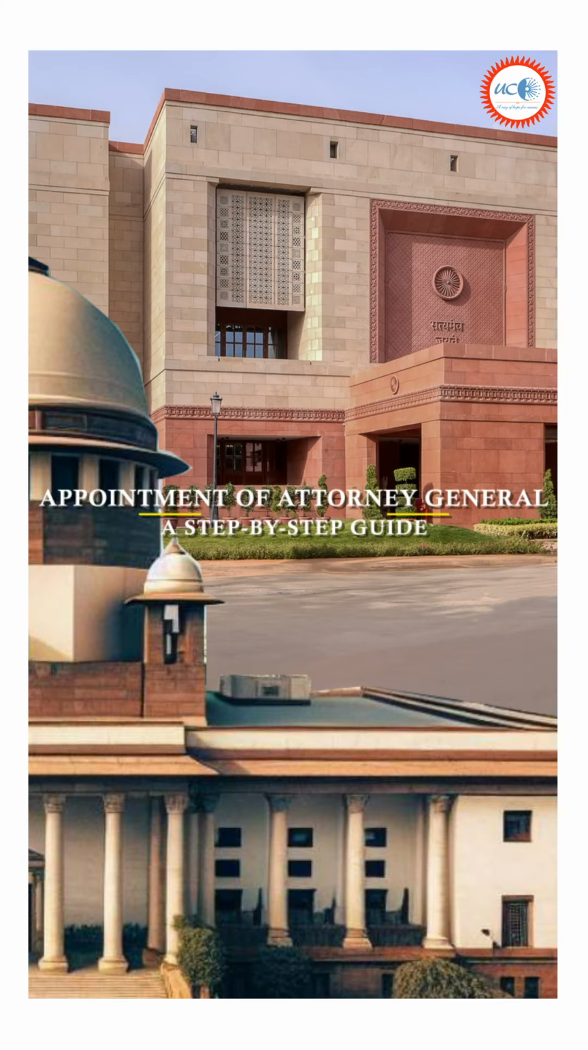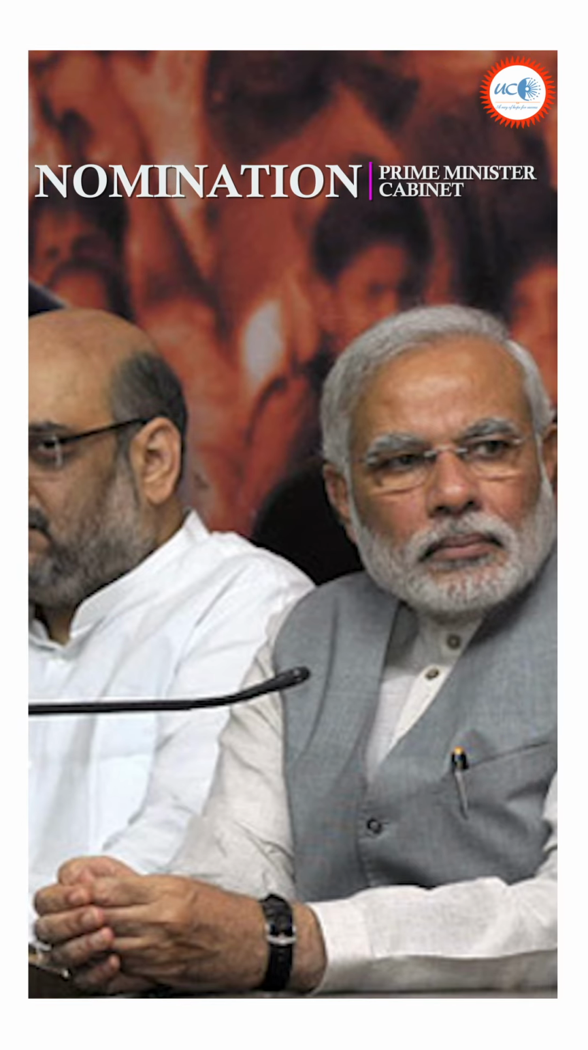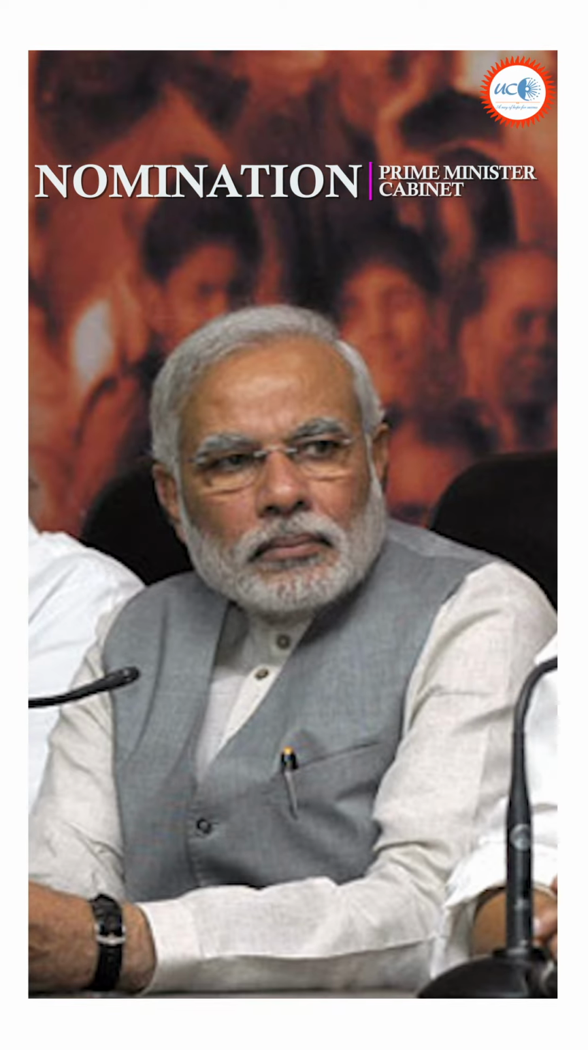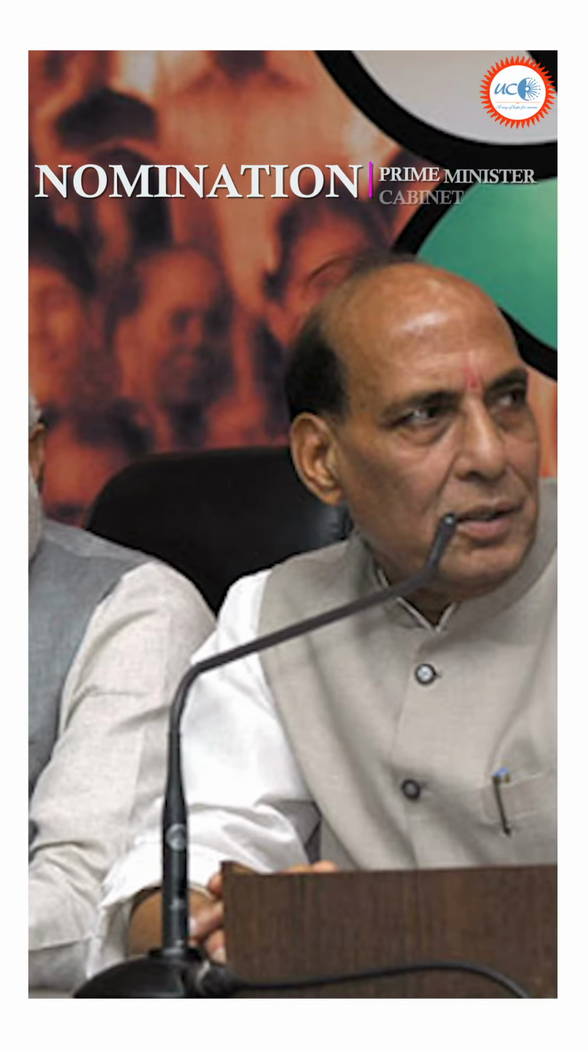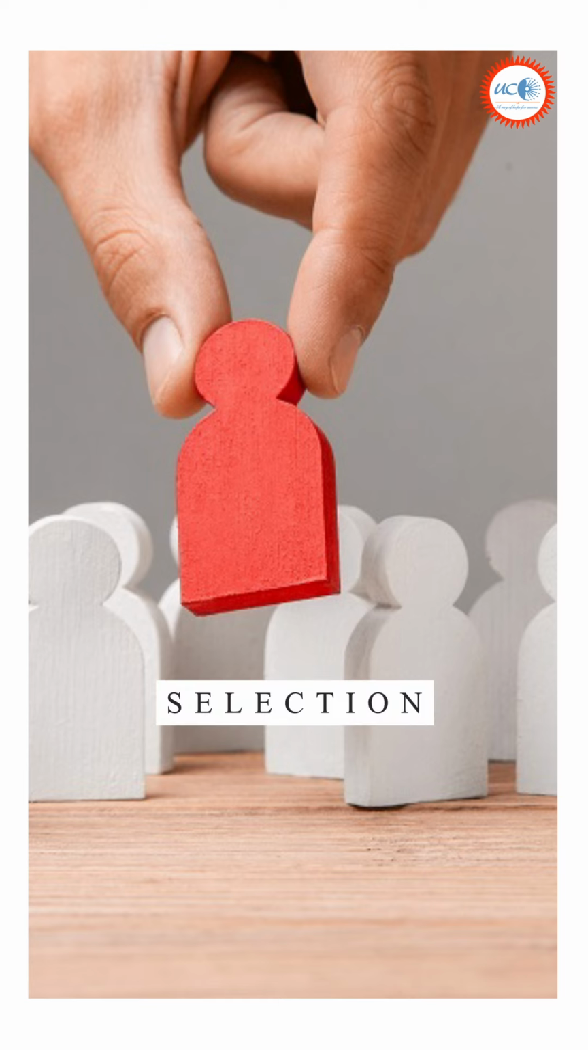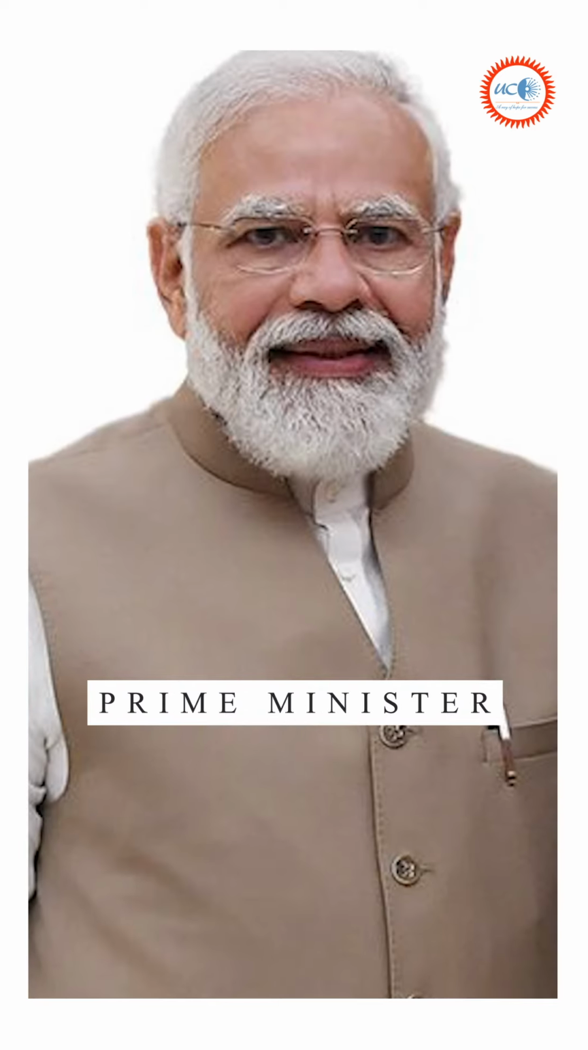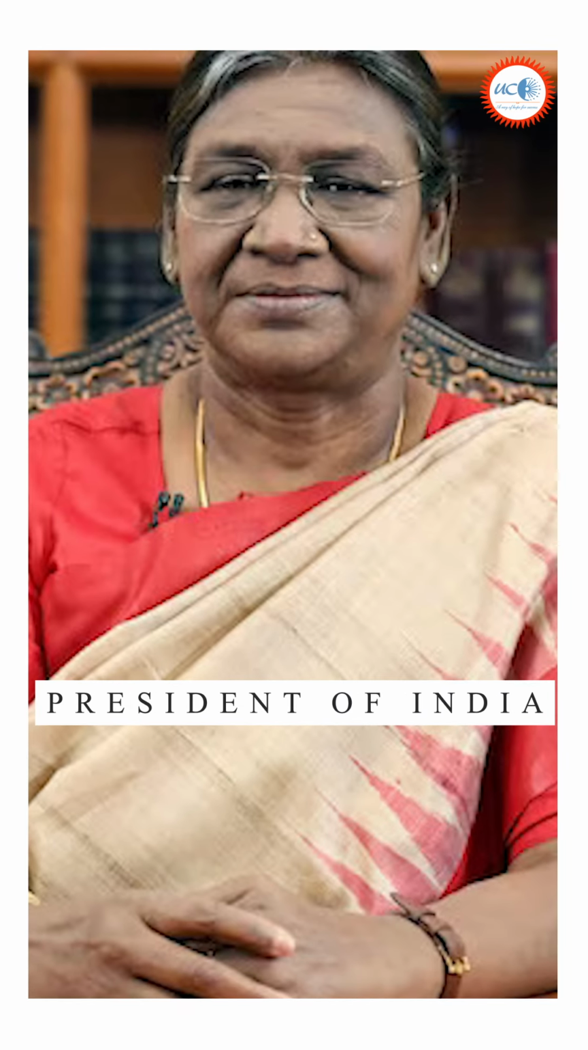Ever wondered how the Attorney General of India is appointed? Let's walk through the process. Nomination. The Prime Minister and the Cabinet Ministers discuss the potential candidates for the position of Attorney General. Selection. The Prime Minister recommends a candidate to the President of India for the appointment as Attorney General.